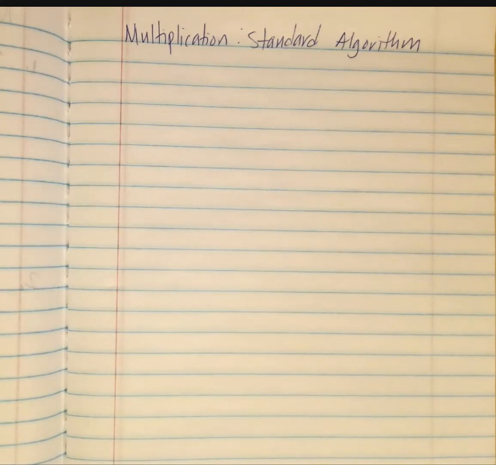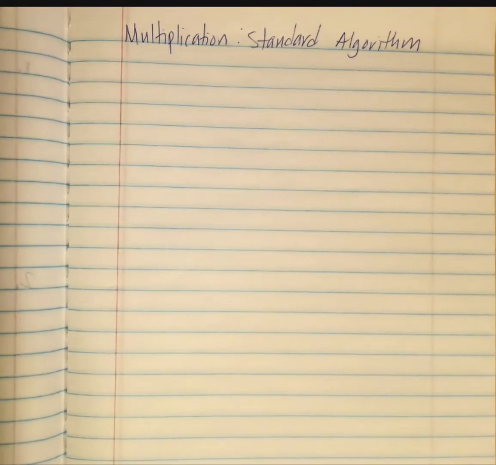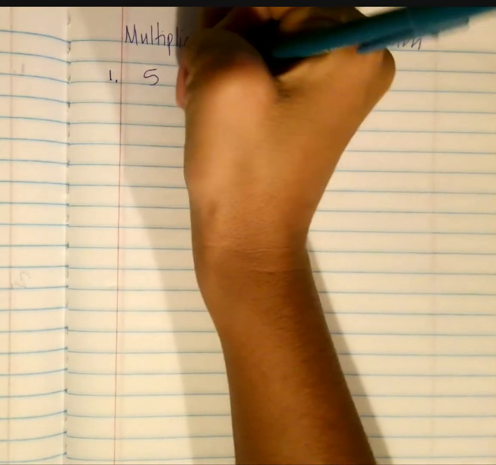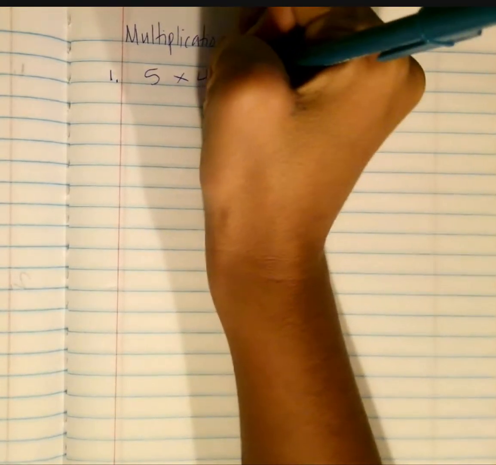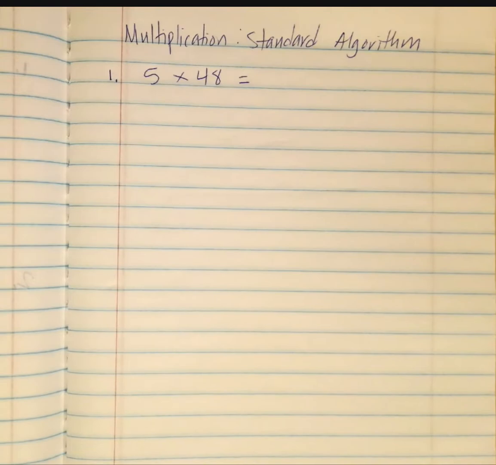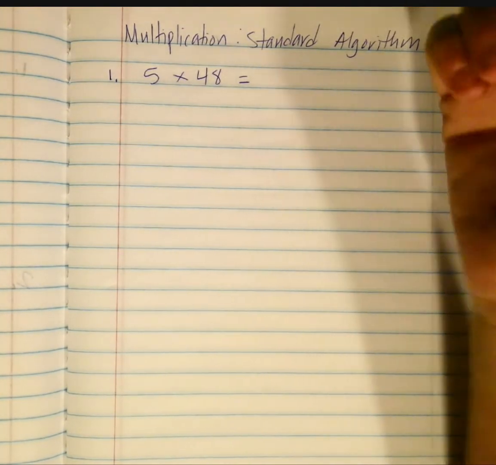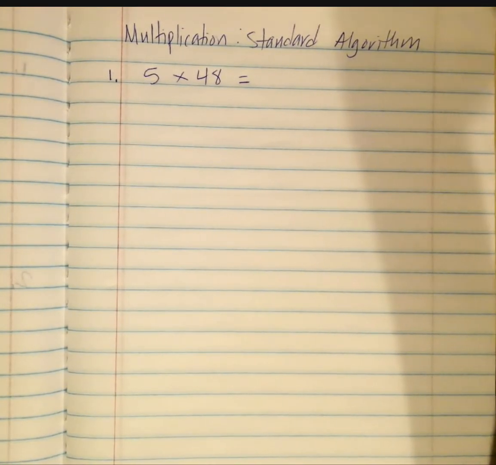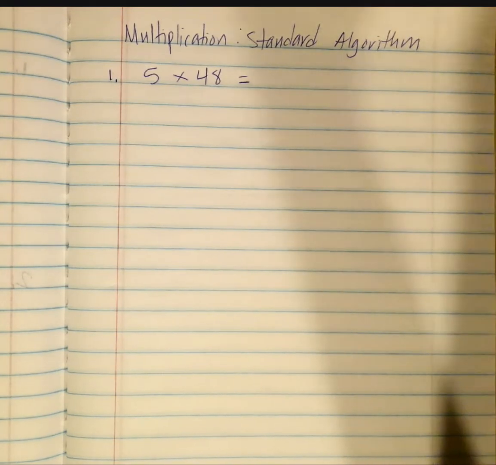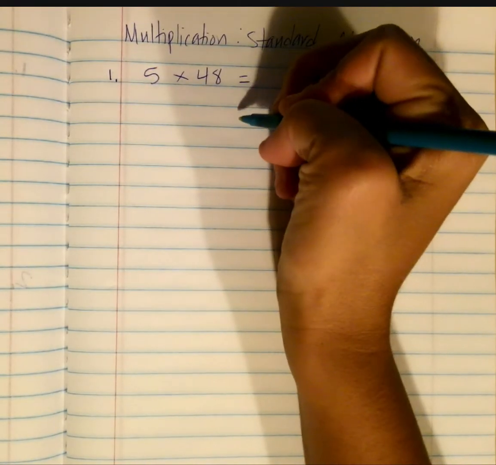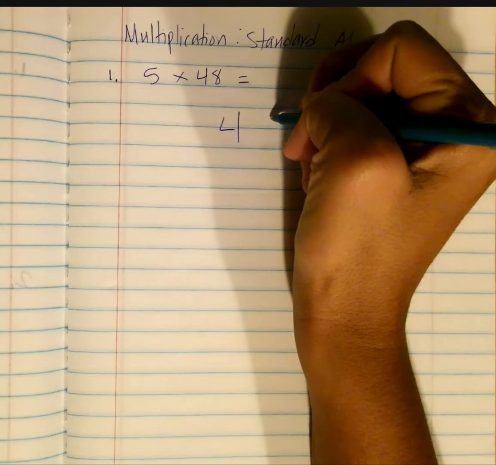Last week we covered the standard algorithm for multiplication using one-digit by multi-digit numbers. So the first one we are going to try out is 5 times 48. Standard algorithm, of course, is not using the dots over on the side, so I'm going to line up the numbers vertically.